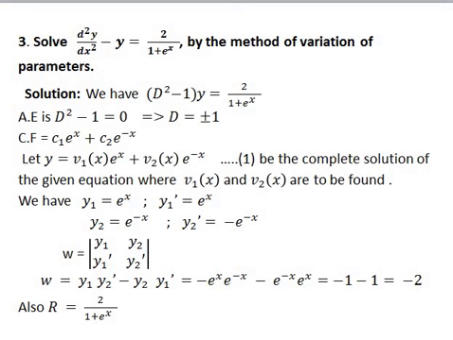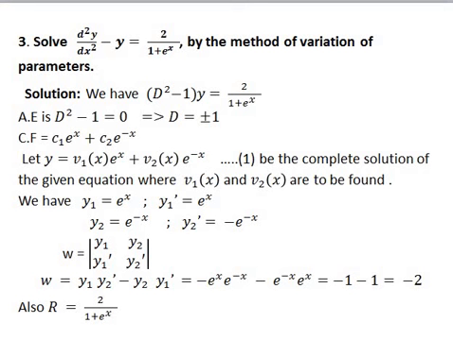So the Wronskian W is the determinant of y1, y2, y1', y2'. On determinant expansion, we get −eˣ e⁻ˣ − e⁻ˣ eˣ. The bases are the same, so adding the powers, we get −1 − 1 = −2.